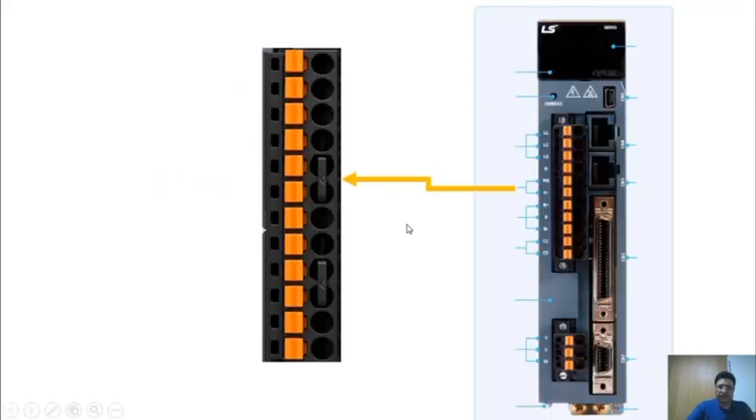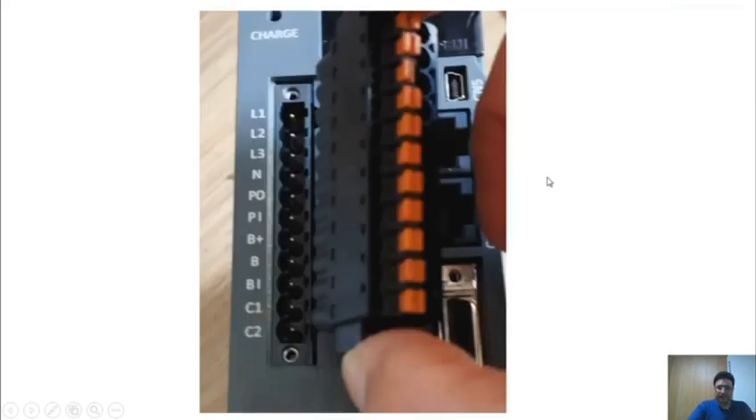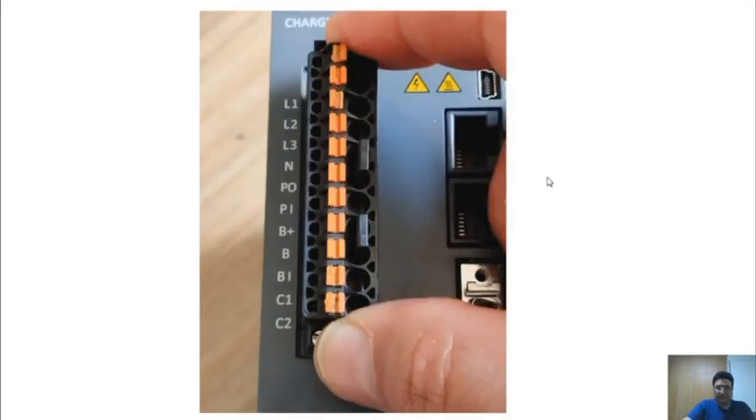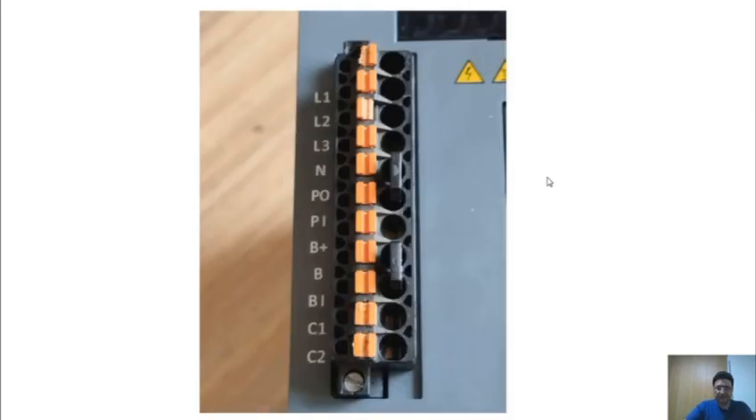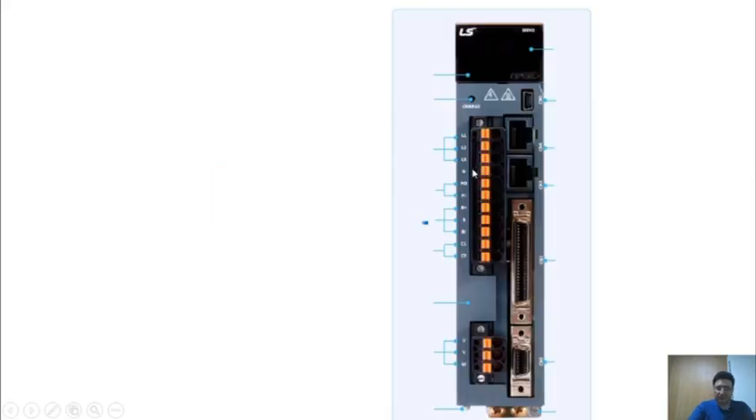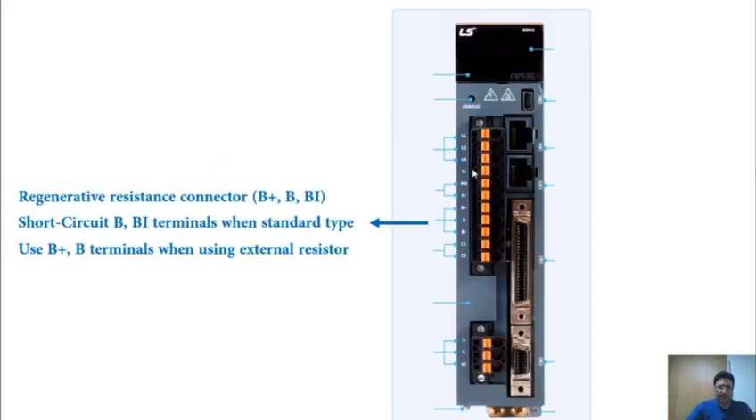All right, take a look here for a moment. This is actually a connector that is specifically installed on this terminal. The way to install it is that we can securely and carefully mount it onto the terminal. And as I explained earlier, the part related to the DC reactor, that is the PO and PI terminals, are short-circuited by default.